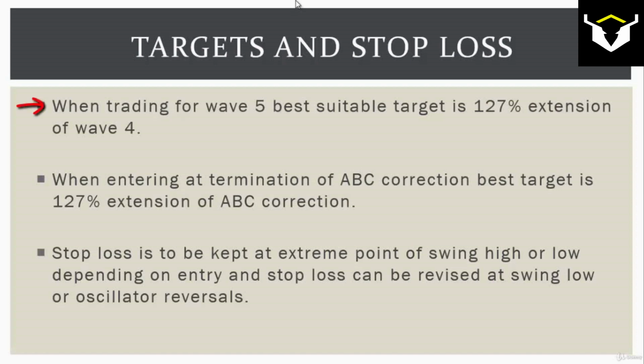When trading wave 5, when we are looking to catch wave 5, the best suitable target is the 127% extension of wave 4. When entering at the termination of an ABC correction, the best target is the 127% extension of the ABC correction. Stop loss is to be kept at the extreme point of the swing high or low depending on entry, and stop loss can be revised at swing lows or oscillator reversals.